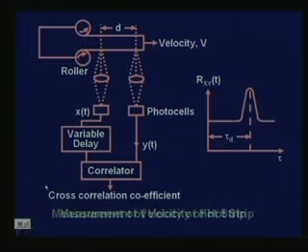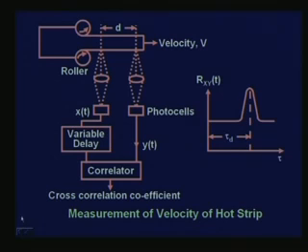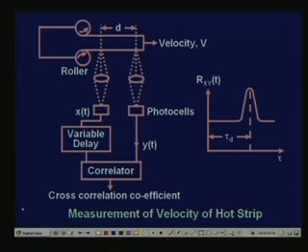Many variants of these methods are used. Here is a slightly complicated scheme where we use the concept of correlation. This is a case where we are trying to measure the velocity of a hot strip.